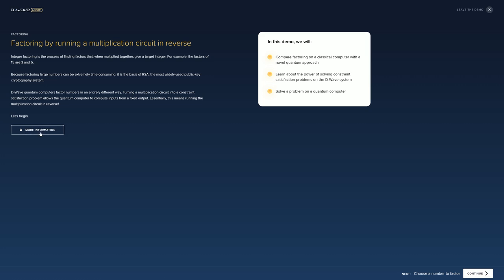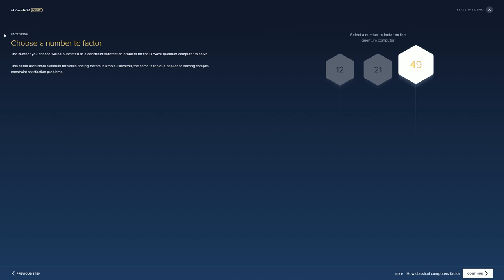Interesting. So if I know the result, it shows me the way. All right, here you could learn more about it. Let's continue. Factoring: choose a number to factor. The number you choose will be submitted as a constraint satisfaction problem for the D-Wave quantum computer to solve. This demo uses small numbers for which finding factors is simple. However, the same technique applies to solving complex constraint satisfaction problems. So I choose, why not the biggest one? I want to see the power of this system.